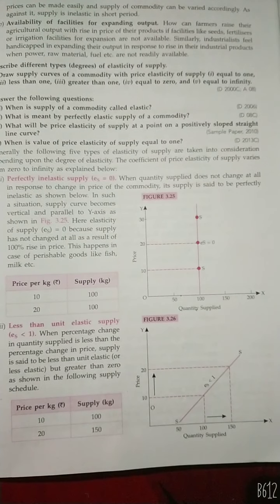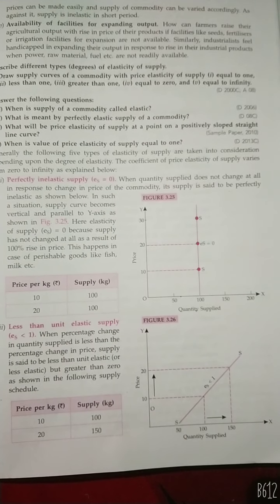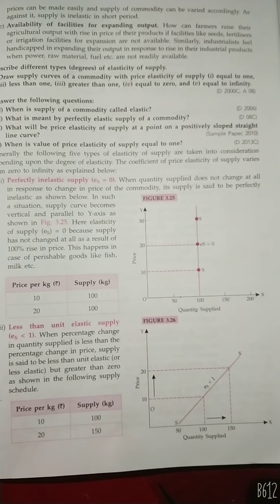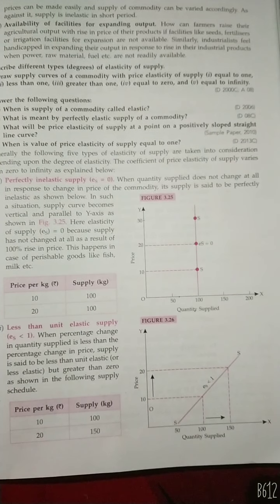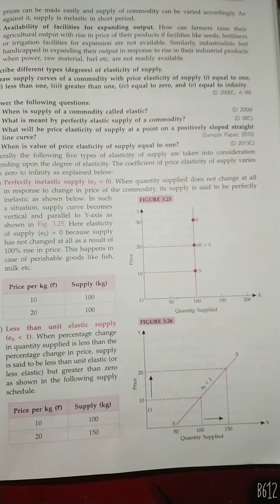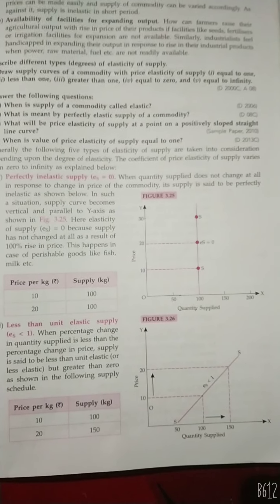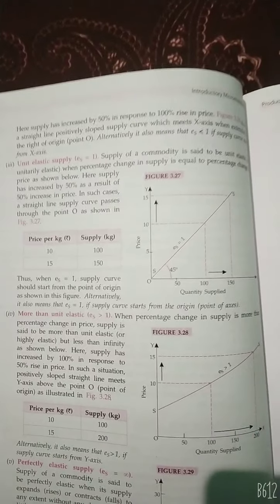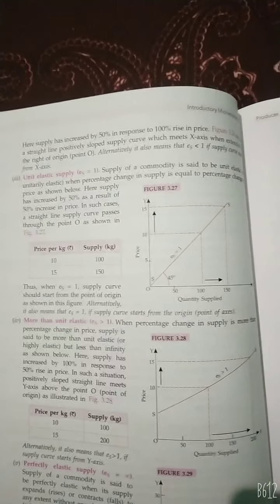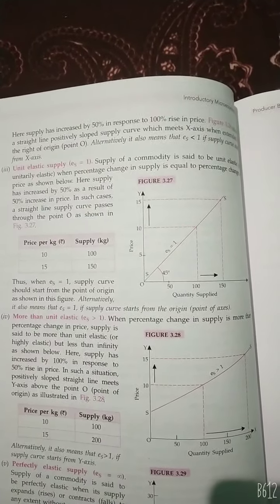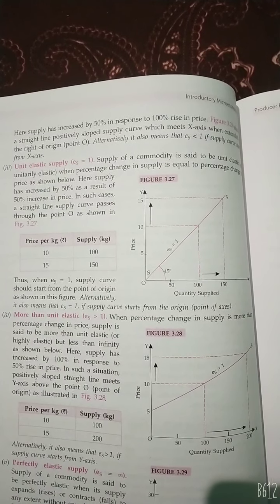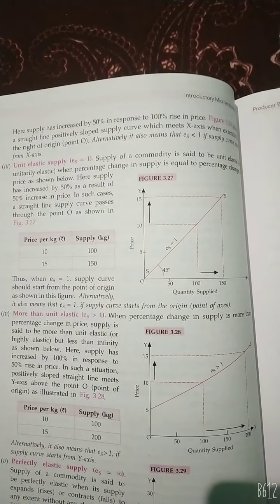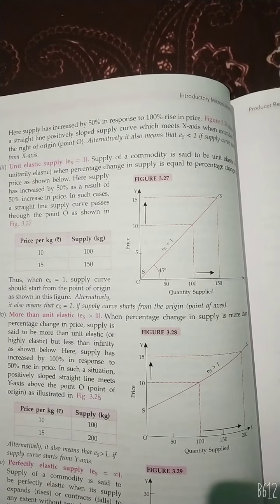Next, less than unit elastic supply. When percentage change in quantity supplied is less than percentage change in price, then supply is said to be less than unit elastic but greater than zero. Next, unit elastic supply. The supply of a commodity is said to be unit elastic when the percentage change in supply is equal to percentage change in price. Here, supply increases by 50% as a result of 50% increase in price. In such case, a straight line supply curve passes through the point O.